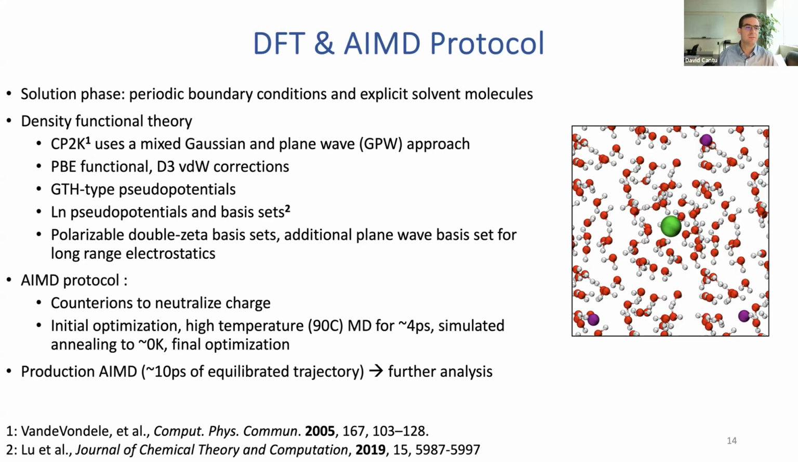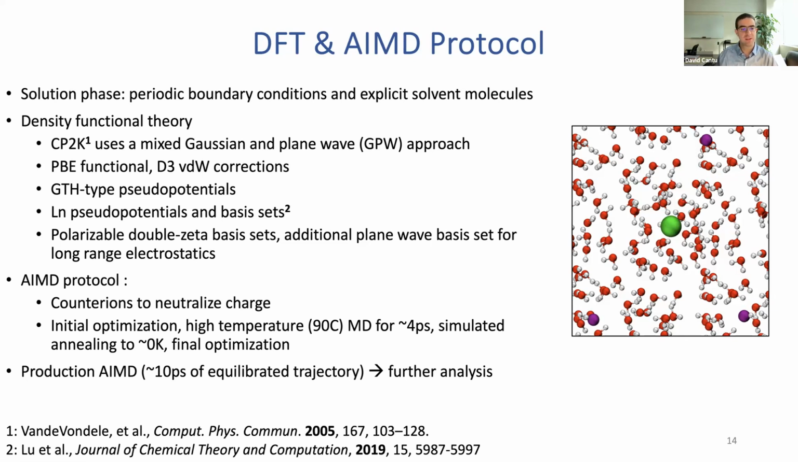And a couple of years ago, we optimized the pseudopotentials that include all the core electrons and the basis sets that include all the valence electrons. We optimized them to work with the PBE functional in CP2K, which has a mixed Gaussian and plane wave approach. So we did put the F electrons uncontracted in the basis set. And then there are the additional plane waves for the long-range electrostatics.